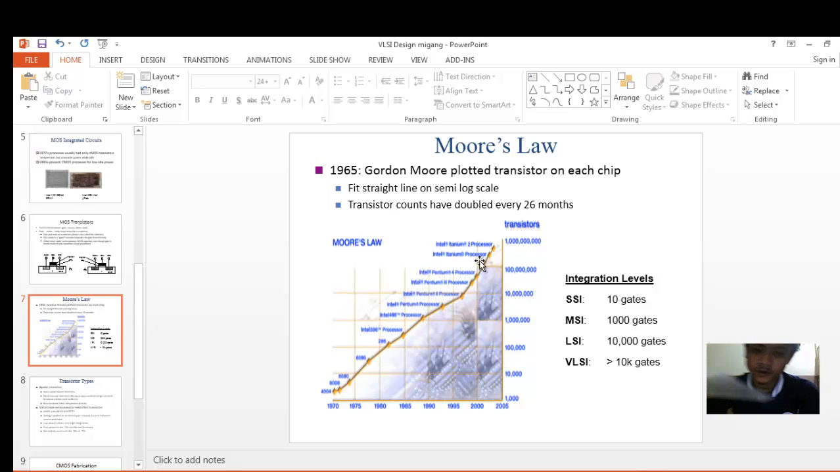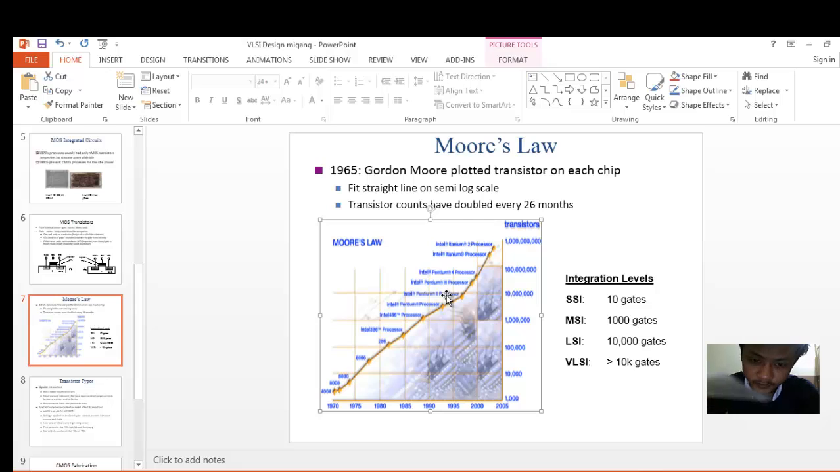Moore's law. Gordon Moore, in the year 1965, plotted transistors on each chip. His figure consists of a straight line on a semi-log scale. He said that transistor counts have doubled every 6.6 months. So this figure depicts Moore's law. It has year on its x-axis and transistors on the y-axis. So we can see here that every year the transistor count increases.